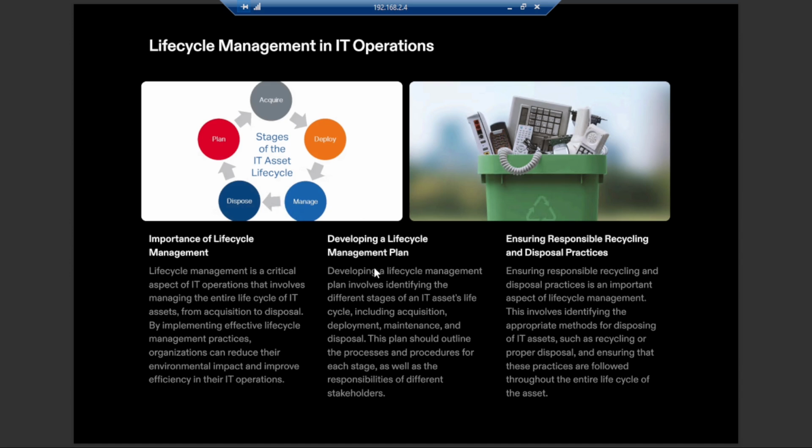Developing a life cycle management plan. Developing a life cycle management plan involves identifying the different stages of the IT asset's life cycle, including acquisition, deployment, maintenance, and disposal. This plan should outline the process and procedures for each stage as well as the responsibilities of different stakeholders. Like I have just explained, it is really important to track each and every phase of the component in your IT infrastructure. So this plan should outline the processes and procedures for each stage. For each and every stage you should mention all these things.